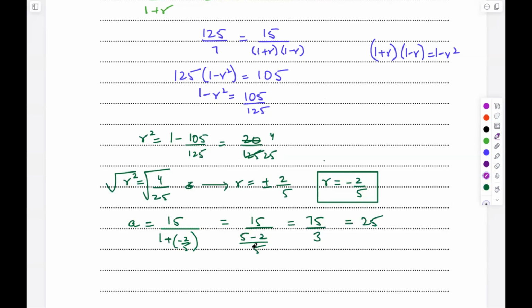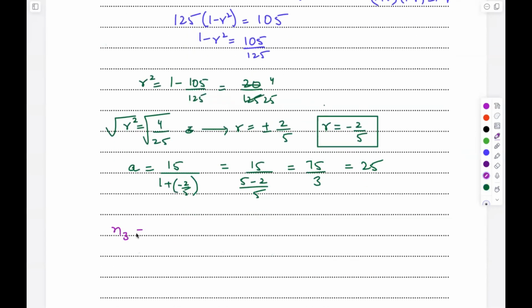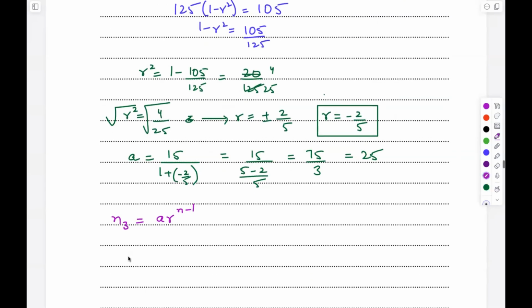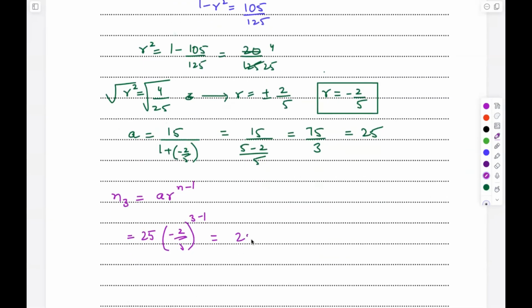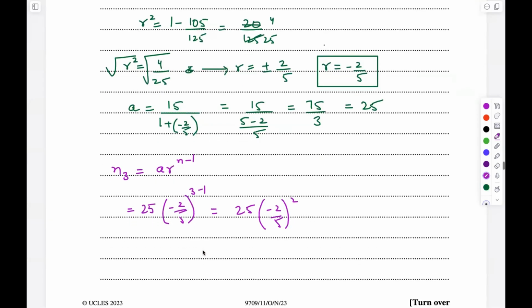Now, once we have the value of a as 25 and the value of r as minus 2 upon 5, the third term is given by the formula ar to the power n minus 1. A is 25, r is minus 2 upon 5, and this will be n minus 1, so this will become 3 minus 1. We can write it as 25 into minus 2 upon 5 whole squared, which is equal to 25 into 4 upon 25. 25 and 25 will cancel. So the third term of the progression will be equal to positive 4.